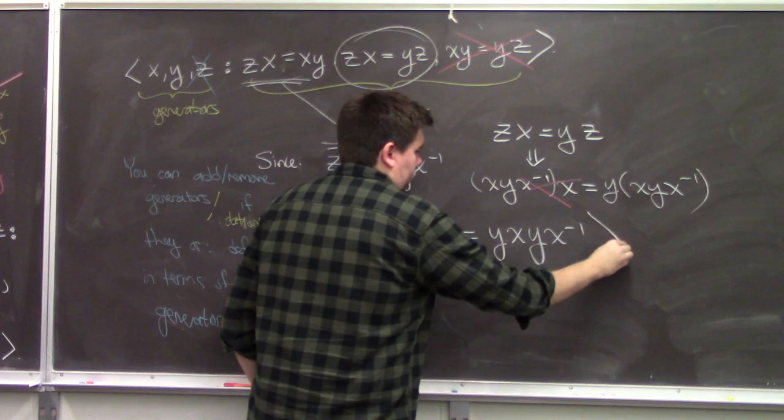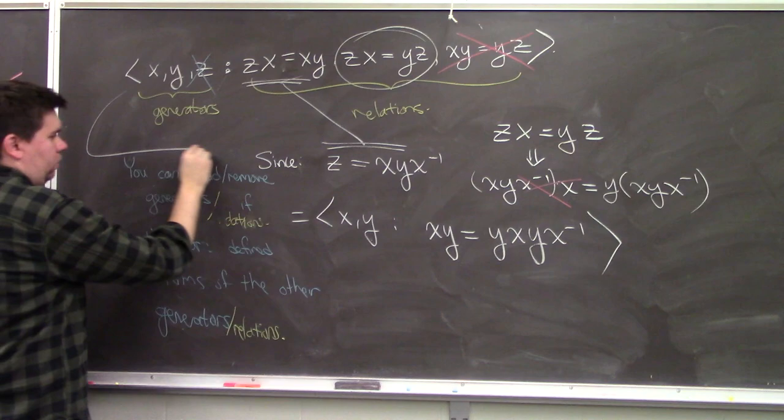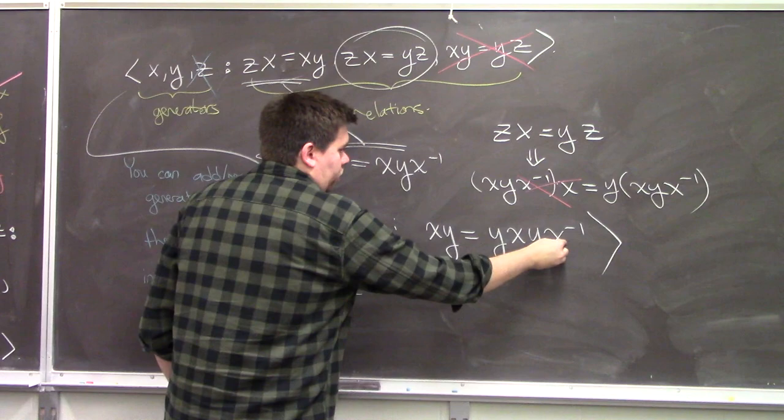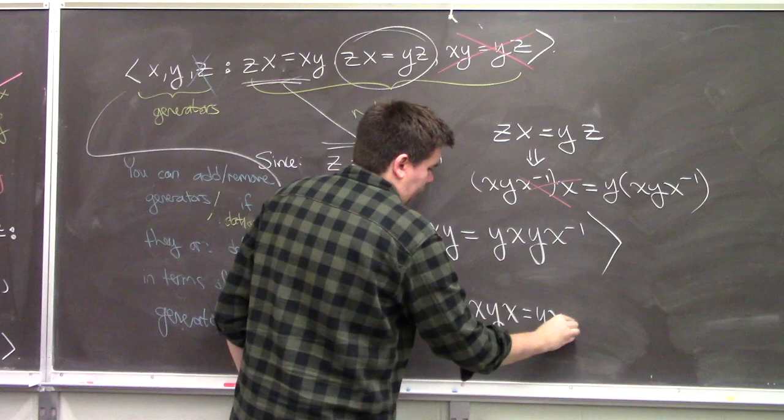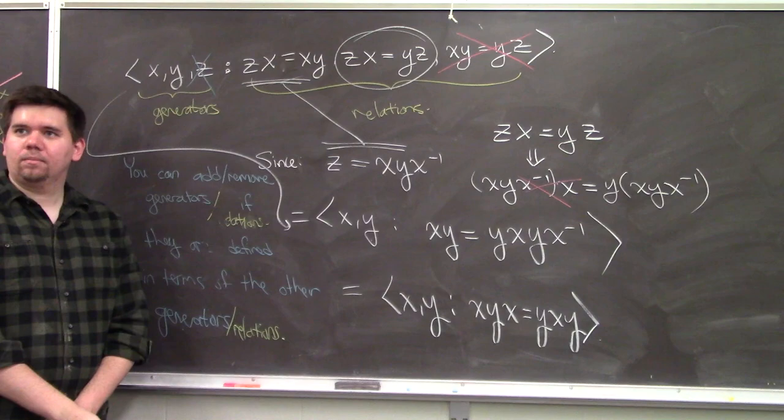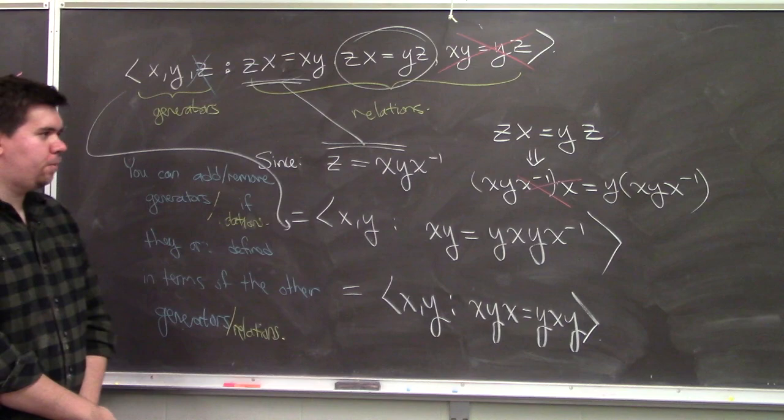So this group is the same as saying, well, I can multiply that x on the right. I think it would look a little bit nicer. It's the group generated by x, y, with the relationship x, y, x is y, x, y. Is that believable? Yeah, follow that?